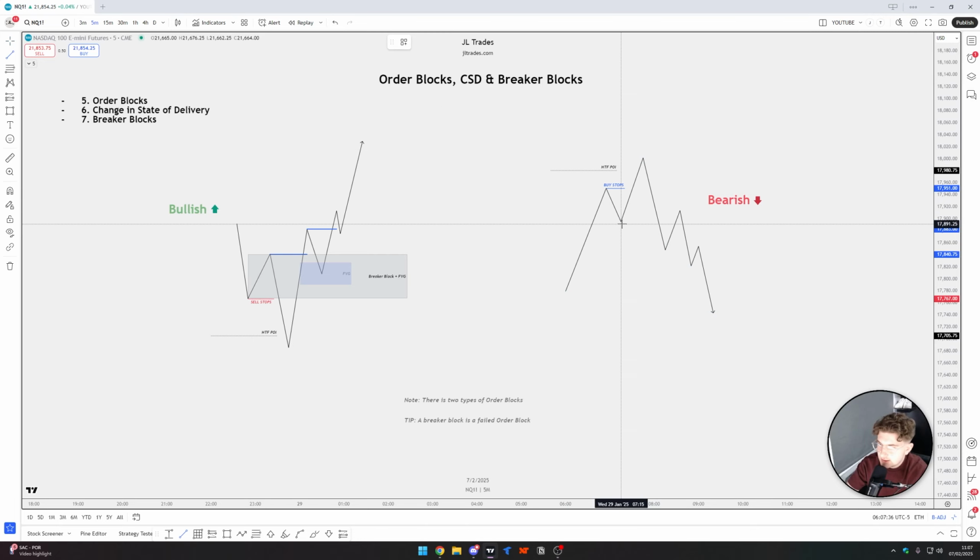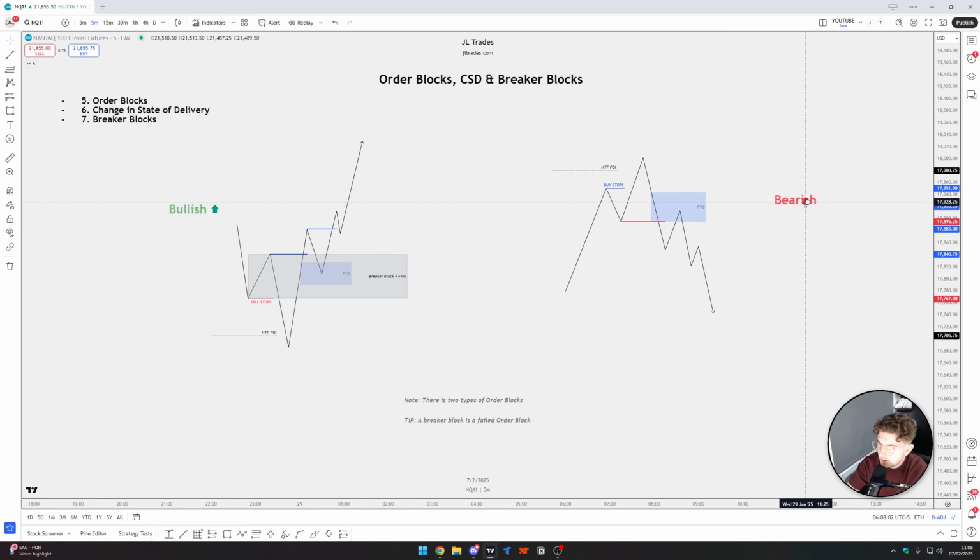So at that point in time, this becomes our change of state delivery. We get our first shift in market structure, and it's high probability again because we had that higher time frame tap and a sweep of liquidity. So this becomes again our bearish change in state delivery or bearish order block. And then again, let's say we had a fair value gap over here.